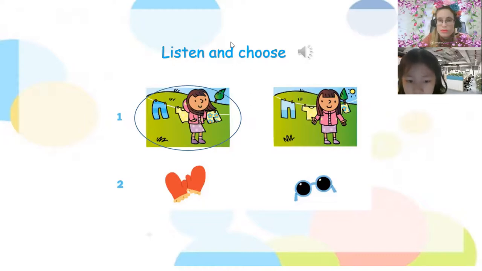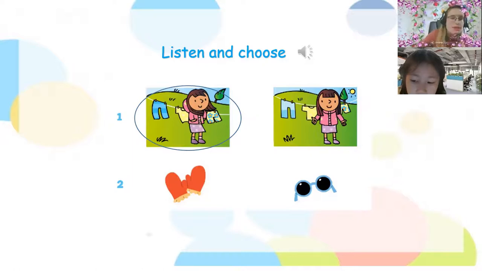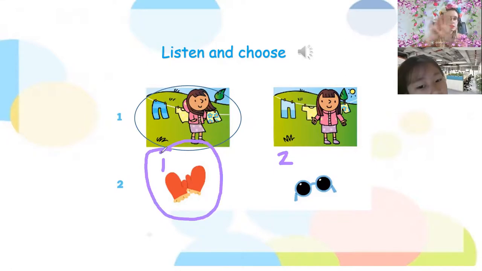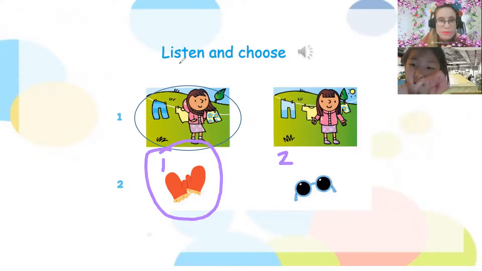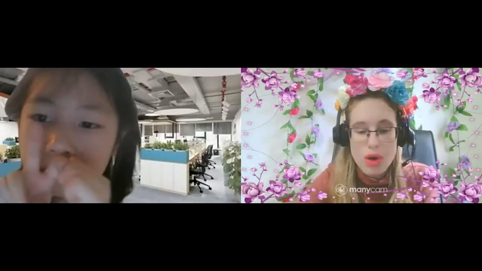It's windy. It's a cold, snowy day. What do I need? It's a cold, snowy day. I need mittens. Mittens. Number one, mittens. Two. Mittens. Okay, it's a cold, snowy day.